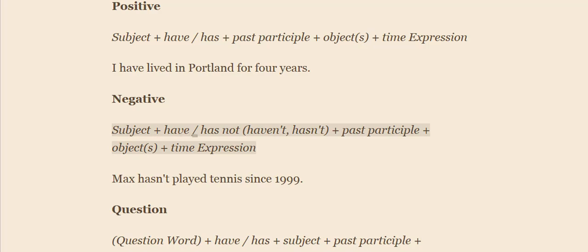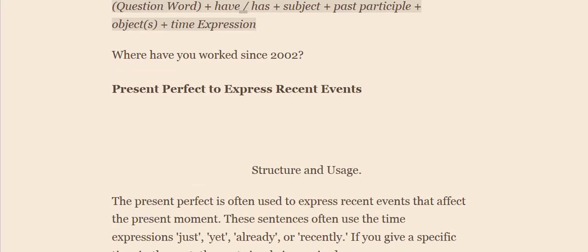Negative: subject plus have/has not (haven't/hasn't) plus past participle plus object(s) plus time expression. Max hasn't played tennis since 1999. Question: question word plus have/has plus subject plus past participle plus object(s) plus time expression. Where have you worked since 2002?